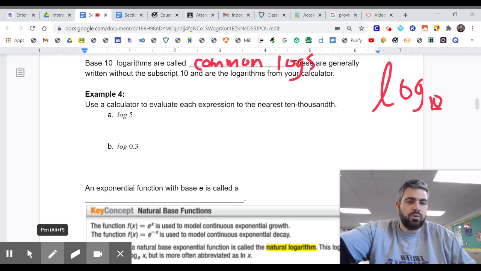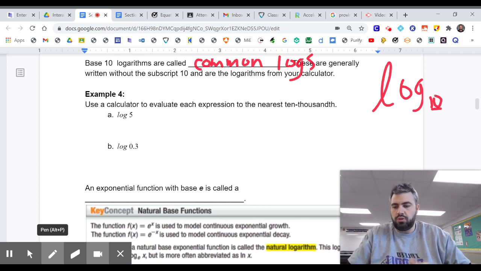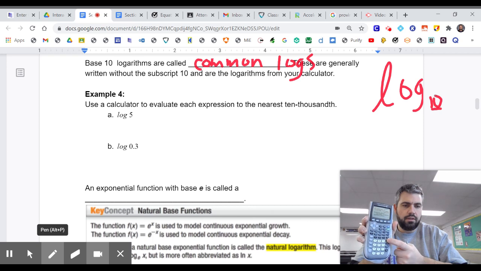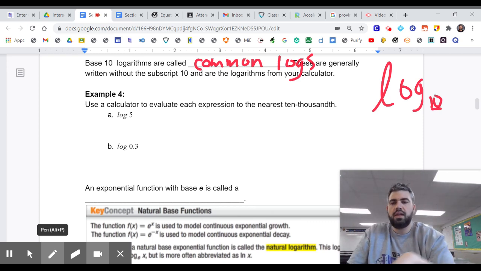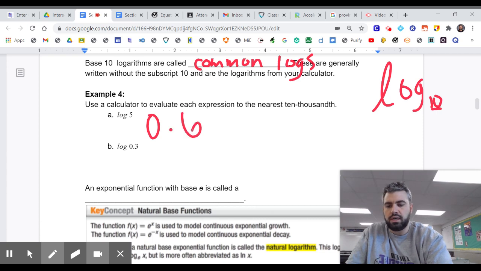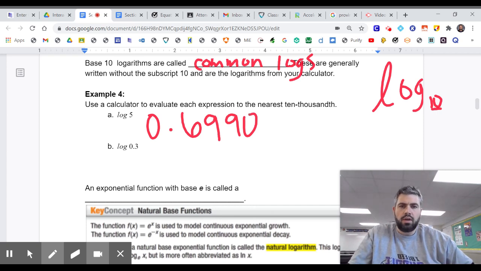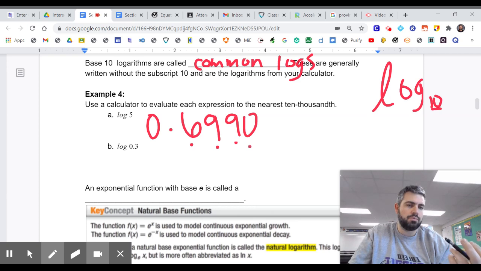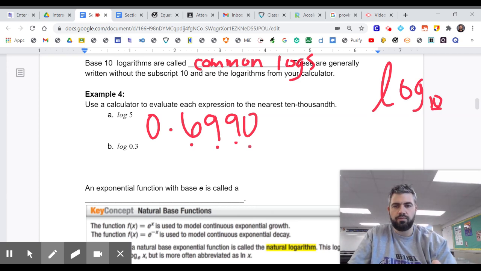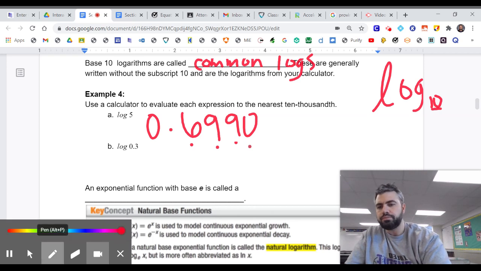Okay, so that's what we're going to do for example 4. It just says use a calculator. So I go to my calculator, hit the log button, and I'm just going to put in 5. And when I put that in, I get some decimal, 0.6990. We'll round it to that, right? It says 10,000ths: tenths, hundredths, thousandths, ten-thousandths, so 4 decimal places, and that's pretty accurate. Okay, let's try the next one.